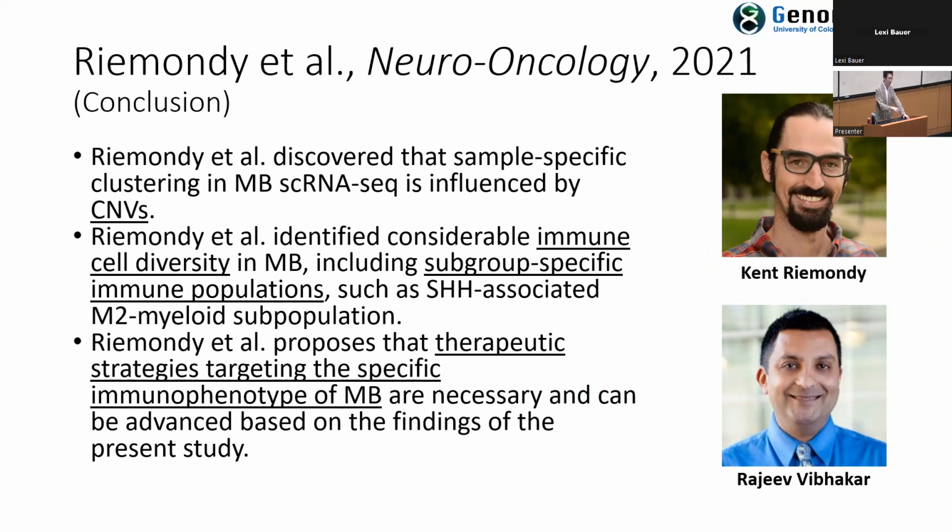Where I was going with that earlier was that if you see M2 activation, maybe they're more resistant to immunotherapies. You have to take that into account before you do your traditional immunotherapy and get confused about why it's not working. Maybe they belong to the beta and the gamma subtype. So it could be that. Anyway, I think these findings are great. All the credit to Kent Ramandi and Rajiv Vipakar. We'll see where all of this goes going forward.